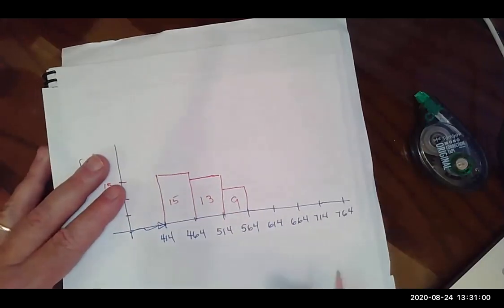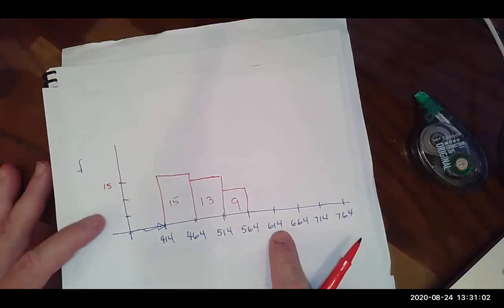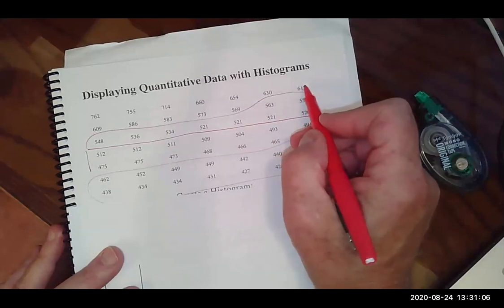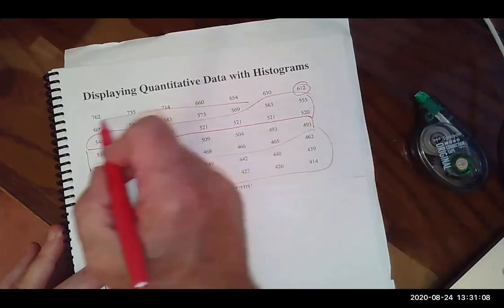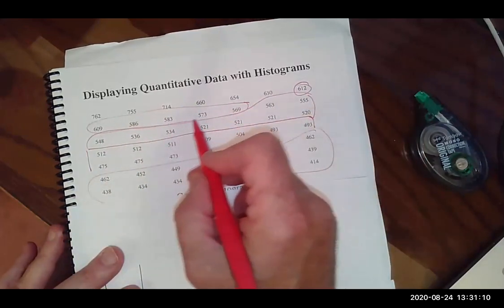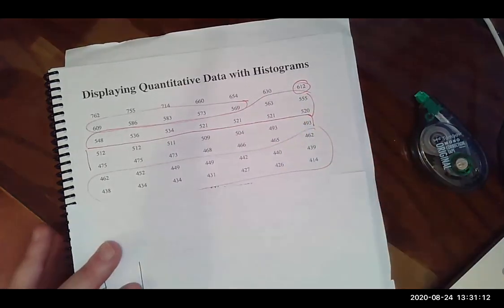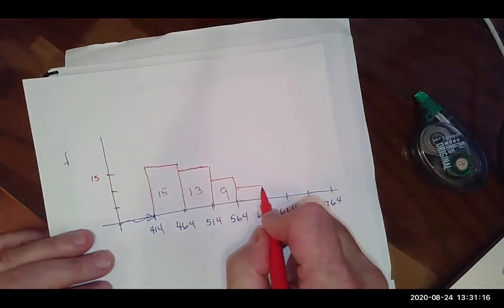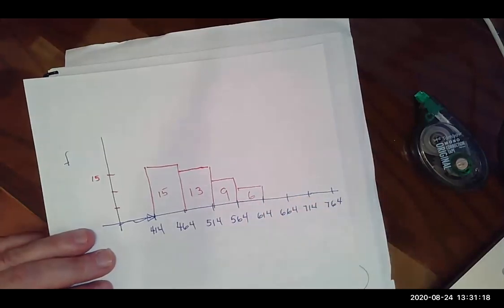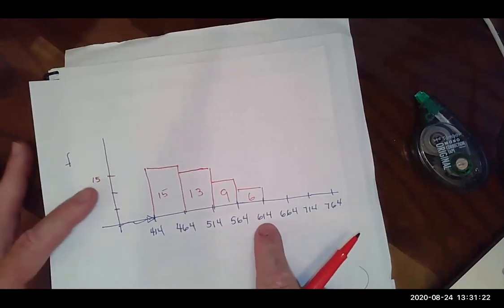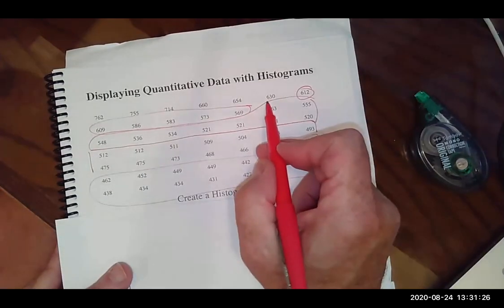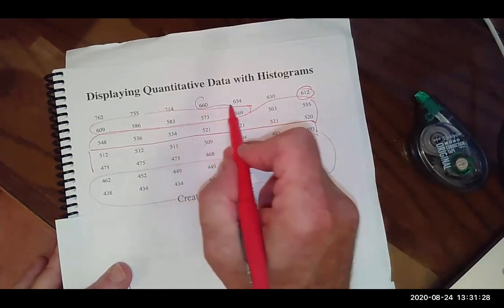Okay, 564 to 613. 5, 6. Looks like there's 6 if I counted those right. 6 of them. Then 614 to 663. Just these 3 right here.